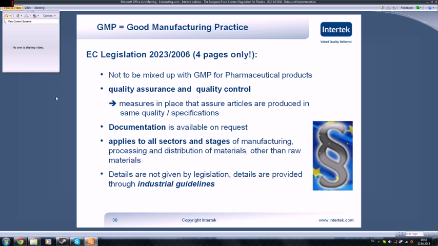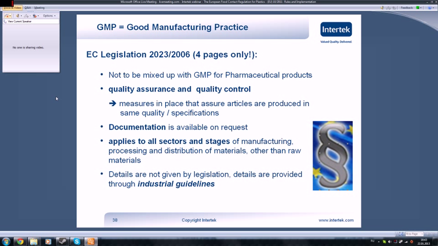It applies to all sectors and stages of manufacturing, processing and distribution of materials other than raw materials. That's important because raw materials are often chemicals, which are generally used. But of course, in practice, as a downstream user of those raw materials, you need to assure that they are of same quality. What is very helpful in that is to ask for quality standards and specification of the raw materials you're buying. If these are in a certain range, then you can be very sure that they are consistent.